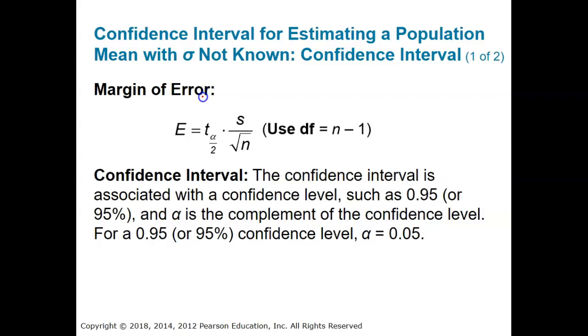Okay, for our margin of error, we're going to calculate the margin of error when sigma is not known. And remember, I said that's the case that we're going to deal with most. We calculate the margin of error by finding a t critical value. Then we're going to use s, which is the sample standard deviation, divided by the square root of n, which is the sample size. And we'll talk about this degree of freedom in just a minute.